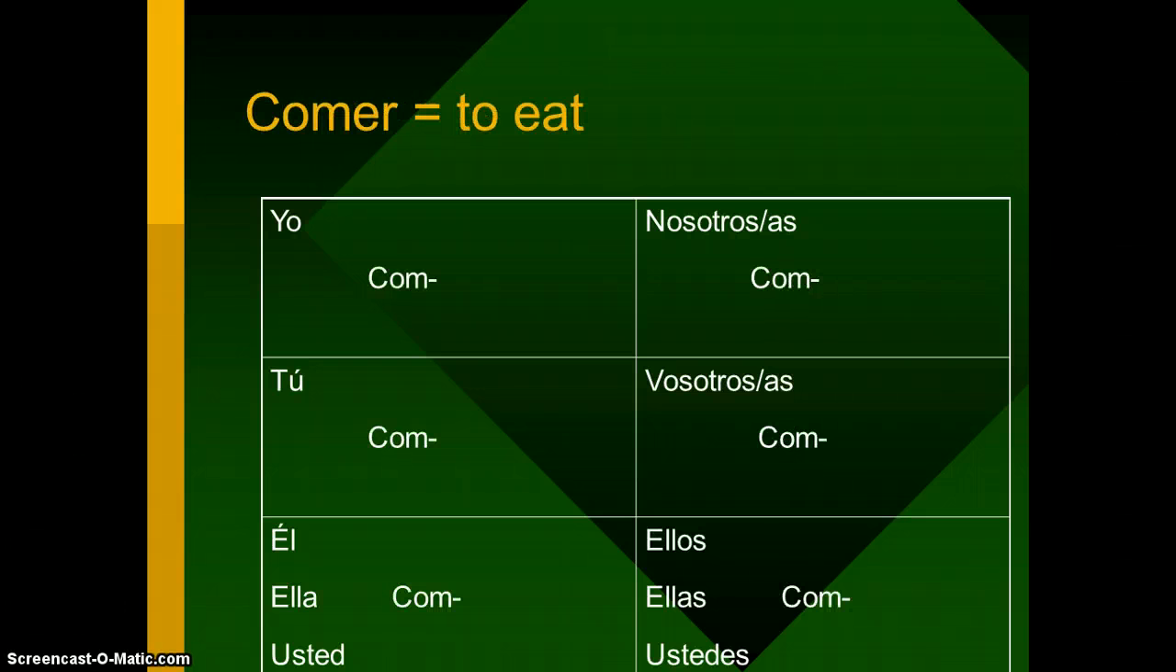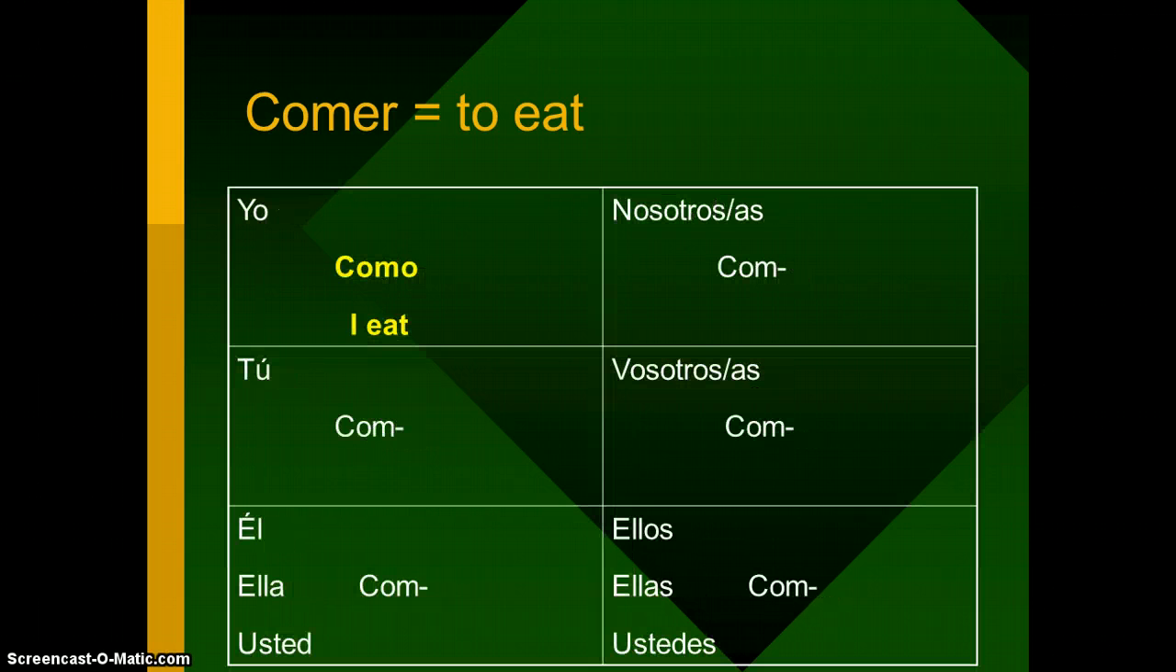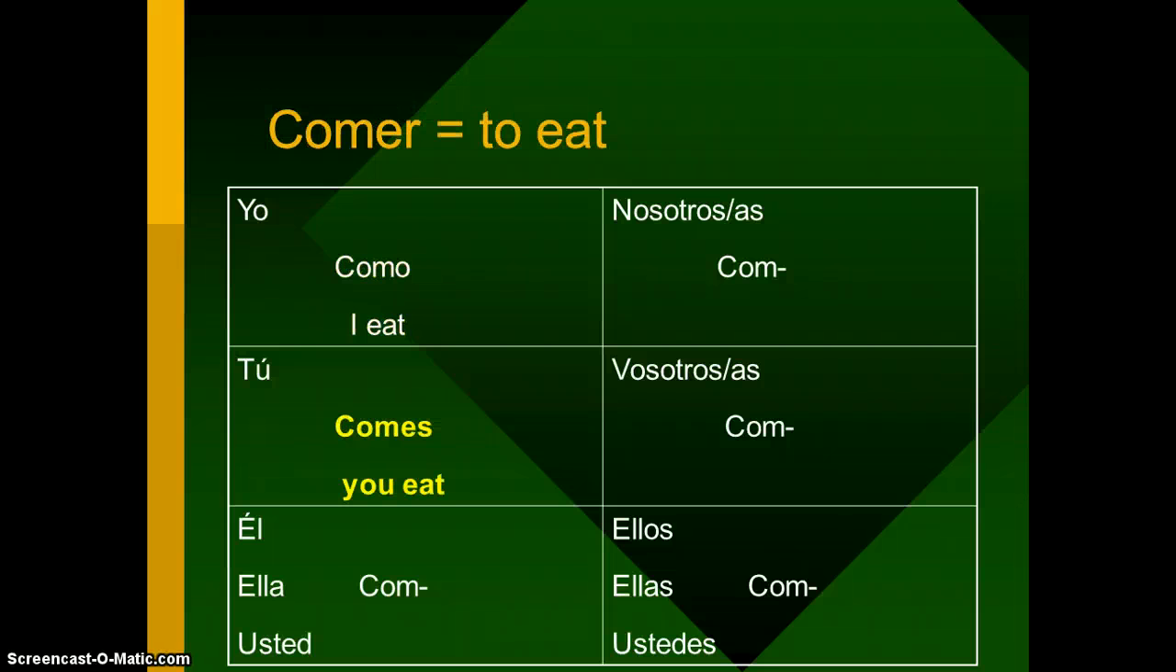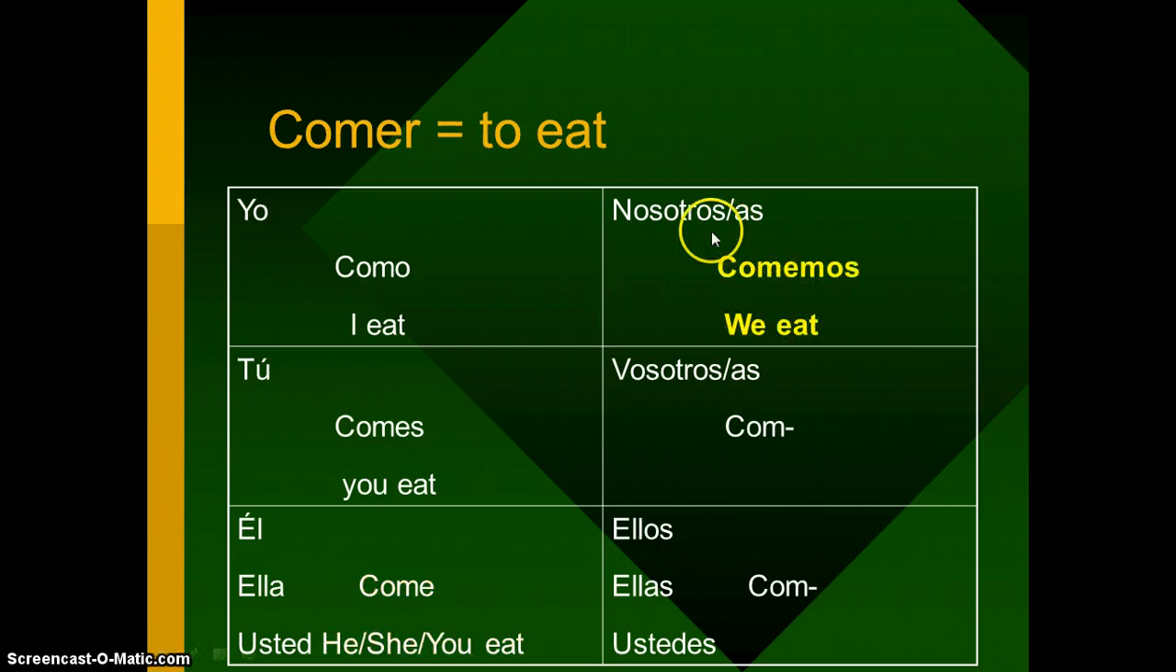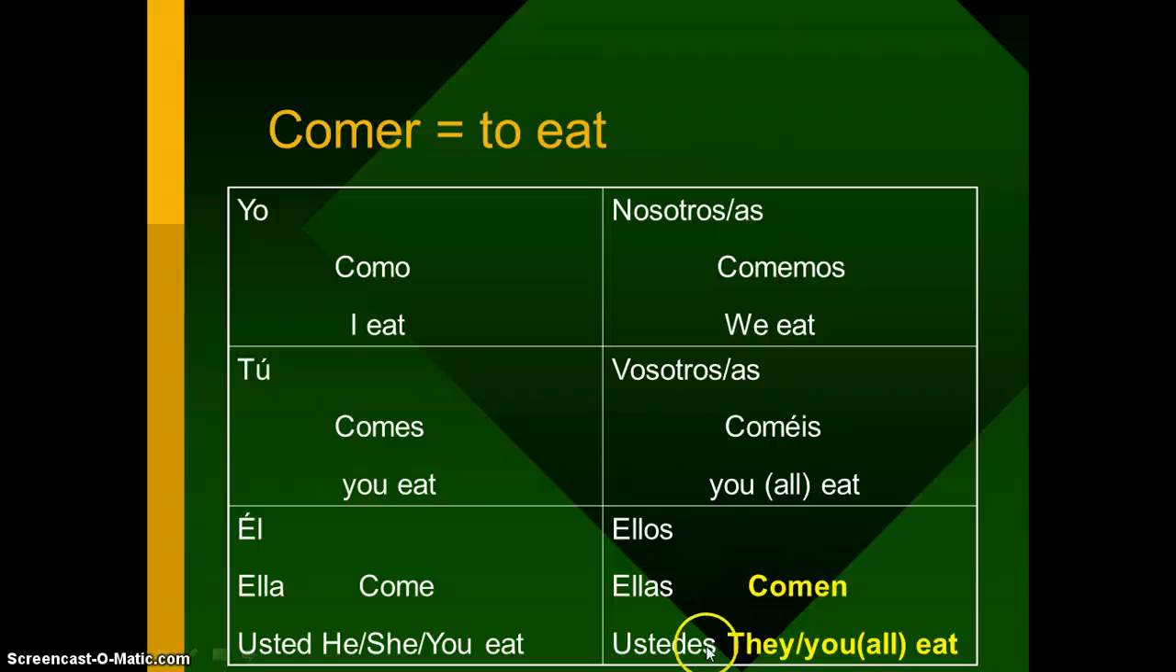Let's look at the verb comer. Comer is to eat. So the first thing you have to do, take off the ER. You're left with the stem, com. Com doesn't do anything until you add an ending to it. Now we have como, or yo como, I eat. Comes, tú comes. Come, it's important to say, él come, ella come, o usted come. Now we have nosotros comemos, or feminine, nosotras comemos. Vosotros coméis, vosotras coméis. Ellos comen, ellas comen, ustedes comen. Don't forget to add that subject.